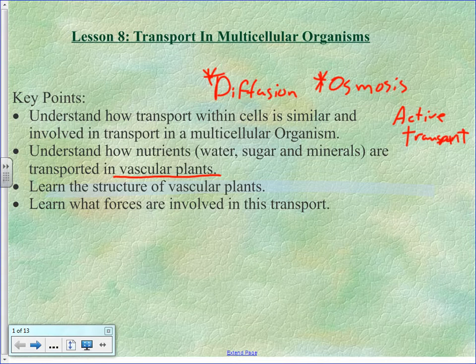We're going to learn the structure of vascular plants. So we'll look at basic stuff, roots, stem, and leaves, but we'll also look at the parts of each, especially the leaf. We looked at that diagram the other day when we talked about multicellularity. We'll be looking at that leaf diagram again, the palisade layer, spongy layer, and all that. And then lastly, learn what forces are involved in transport. So again, that's going to come back to osmosis and diffusion, and some of the forces that plants use to help those processes along. Questions on that stuff?